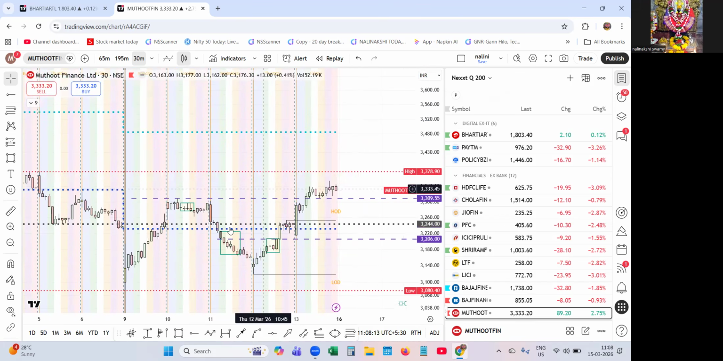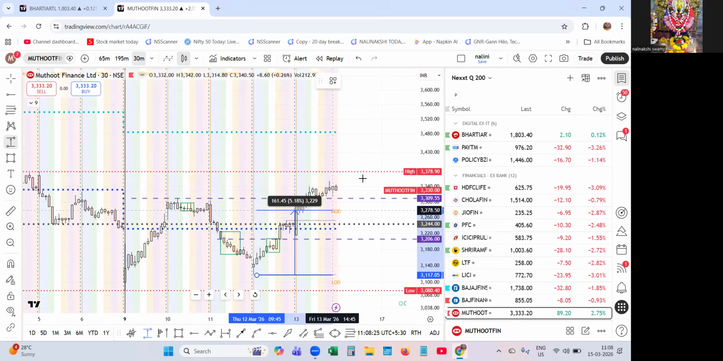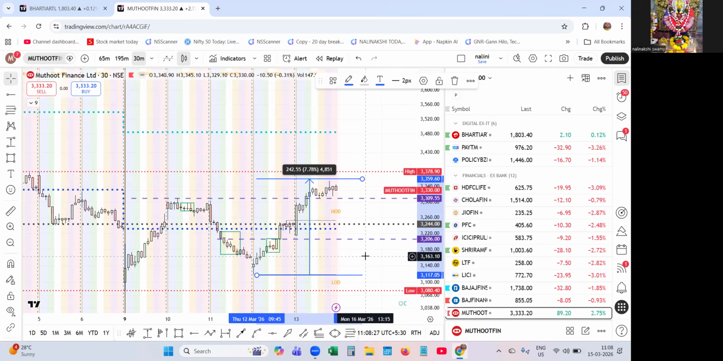Or otherwise, you could have got this move. This is not a simple move, from 3,100 to 3,338. You can do a swing trade. It is 7.78 percent within 2 days. Isn't it amazing? You can put lakhs of money. If they have money, you can trade in equity with confidence.